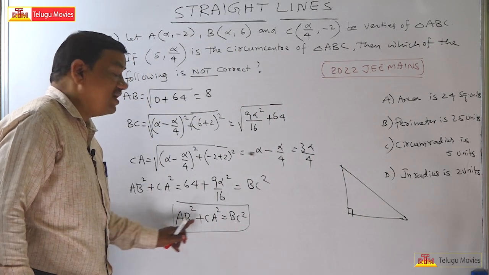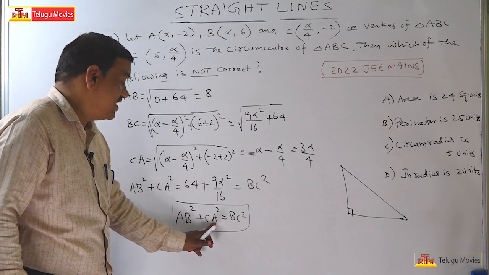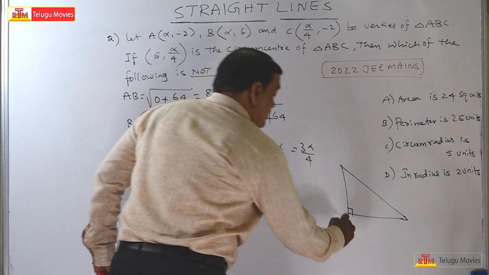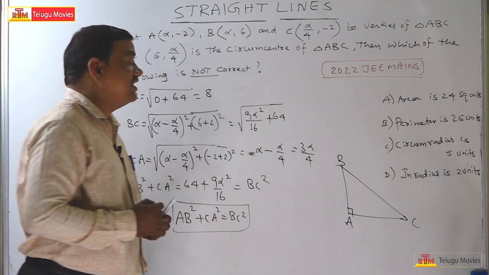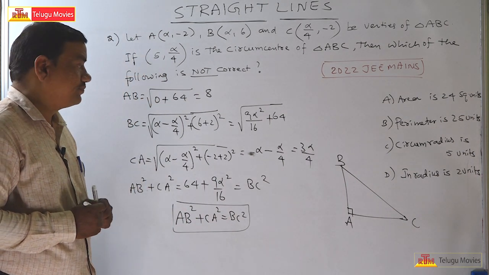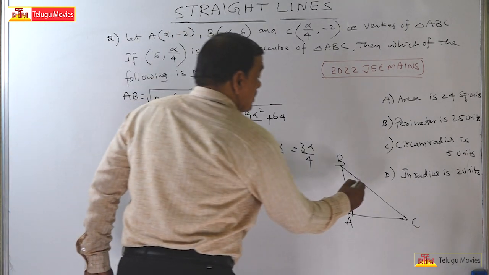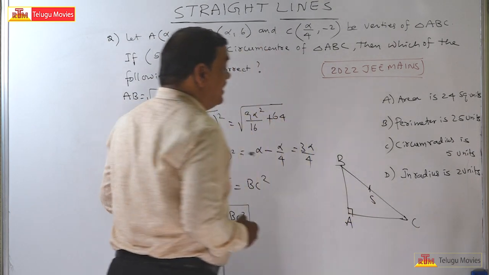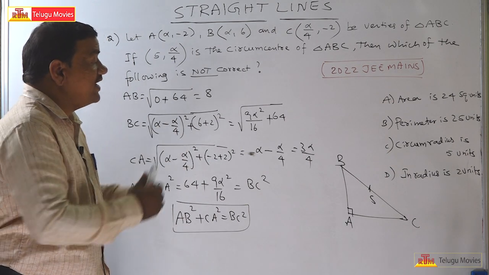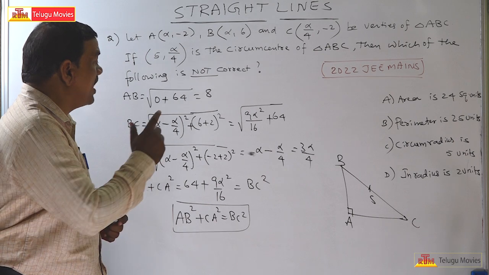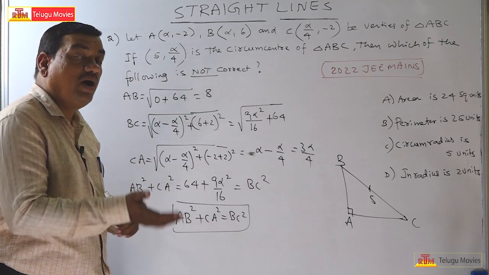Where will be the vertex which contains 90 degrees? Here it is A. So ABC is a right angled triangle, with the right angle at A and hypotenuse BC. We know that in a right angled triangle, the circumcenter lies at the midpoint of the hypotenuse. So let us find the midpoint of the hypotenuse BC and equate it to (5, alpha by 4).